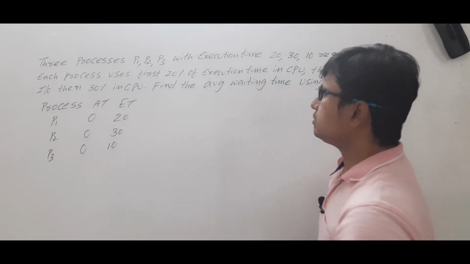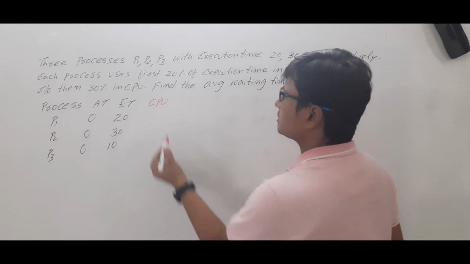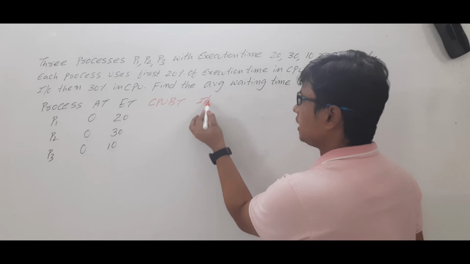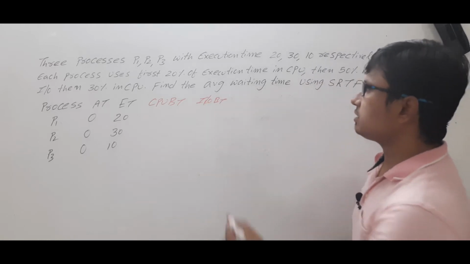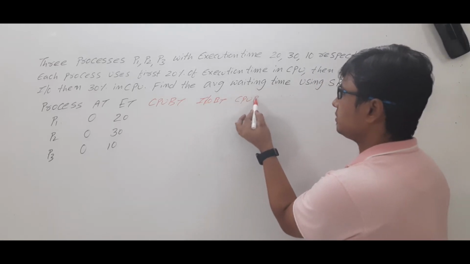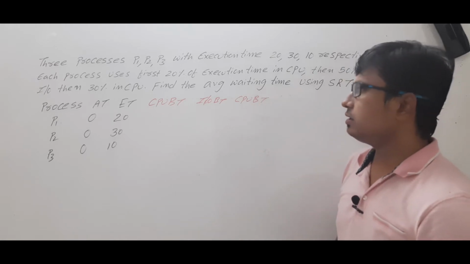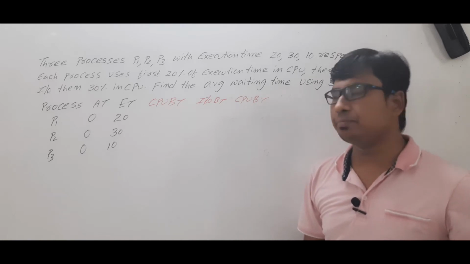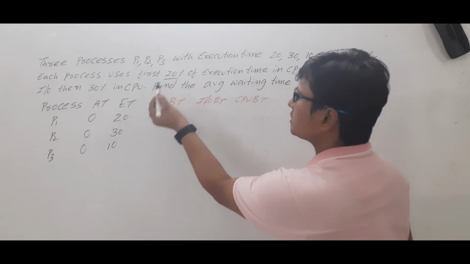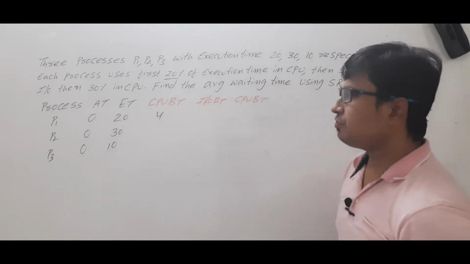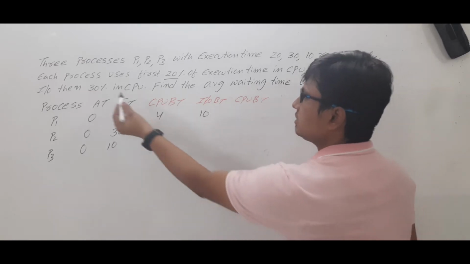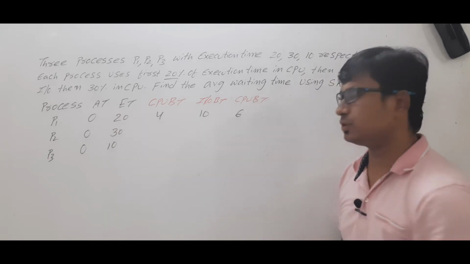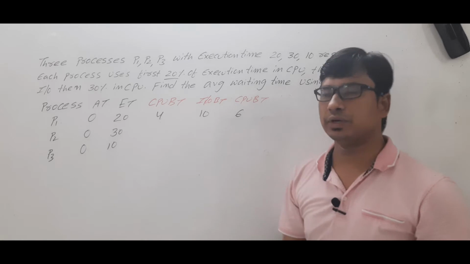Now in this execution time, the first 20% is for the CPU burst time, then 50% is for the IO burst time, and then the remaining 30% is the CPU burst time. Now let me compute the CPU burst time, IO burst time and CPU burst time for the processes P1, P2 and P3. So 20% of 20 is 4, 50% of 20 is 10, 30% of 20 is 6. If you have a doubt, 4 plus 10 is 14, 14 plus 6 is equal to 20.